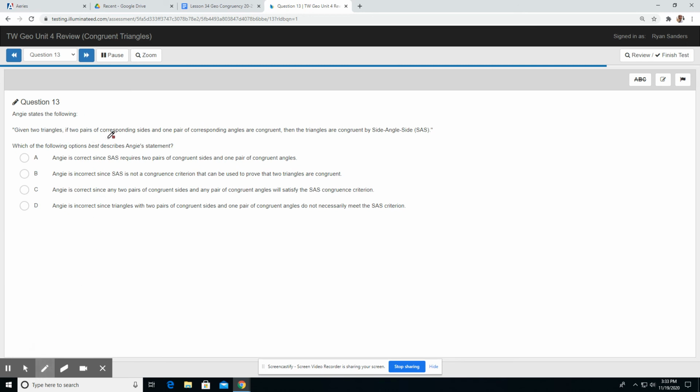Given two triangles, if two pairs of corresponding sides and one pair of corresponding angles are congruent, then the triangles are congruent by side, angle, side. Which of the following best describes Angie's statement?